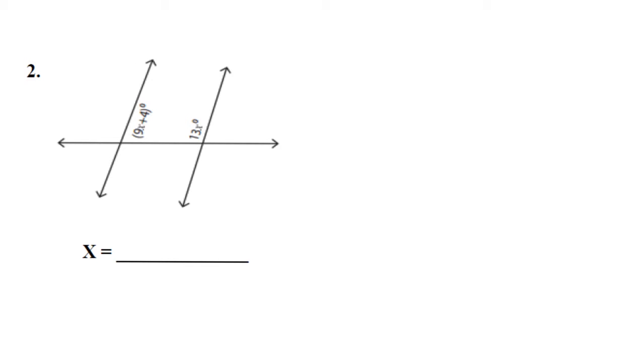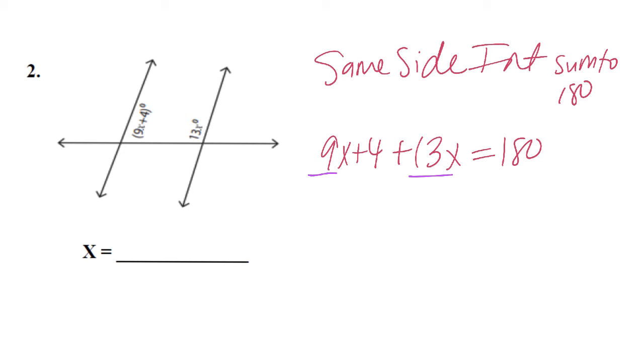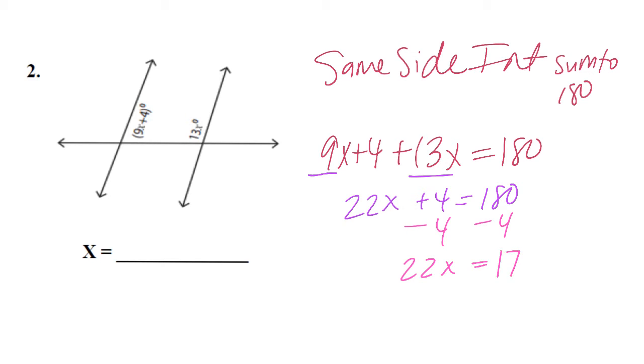Looking at these two angles, you should see that they are same side interior or consecutive interior, however you want to look at it, which means they add to 180 or they're supplementary. So I'm going to say 9x plus 4 plus 13x equals 180. So then I'm going to combine my like terms. 9x plus 13x is 22x plus 4 equals 180. So then we want to solve. Minus 4 on both sides. 22x equals 176.